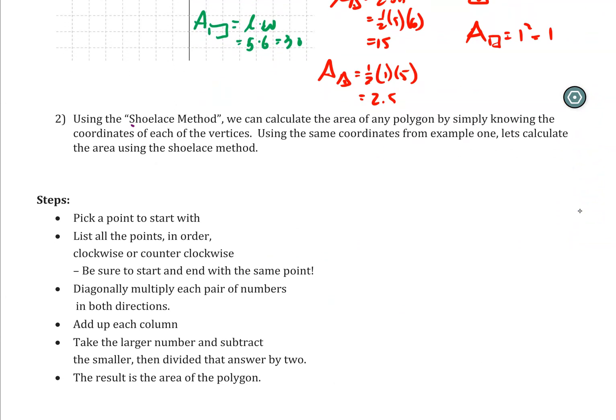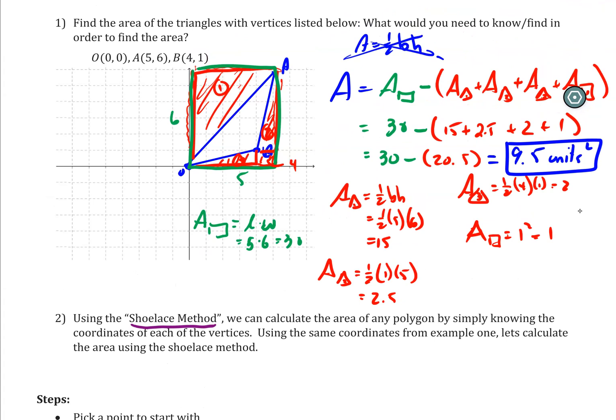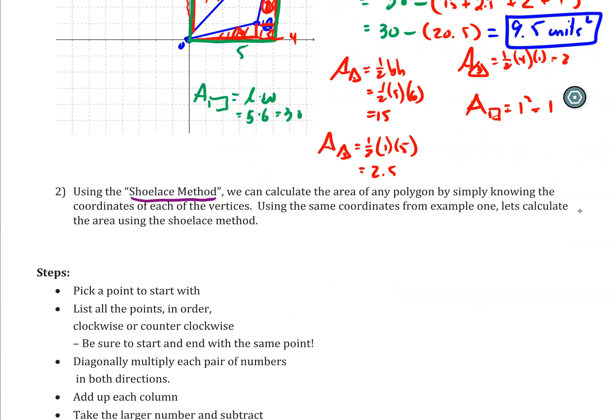So here we've got the shoelace method. All right. So first off, the first step here is pick a point. Doesn't matter which one. Pick one of these points: O, A, or B. Doesn't matter. I'm going to pick A. So I'm going to start with A.